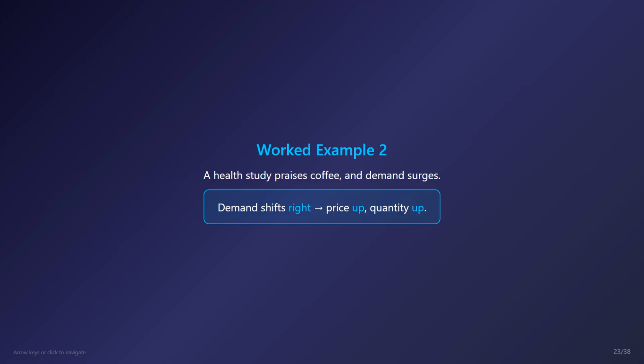Worked example 2. A health study comes out praising coffee, and demand surges. Demand shifts right, so price rises and quantity rises. Demand and quantity move together, both up.